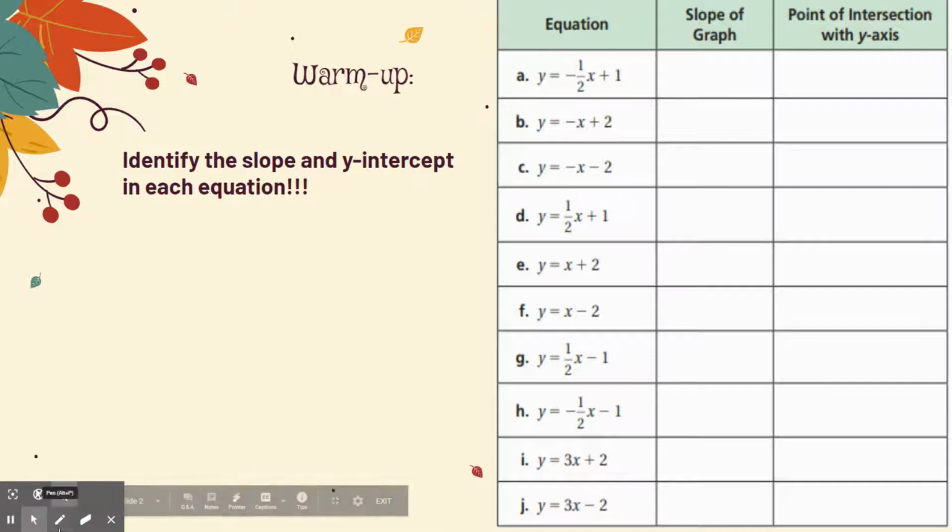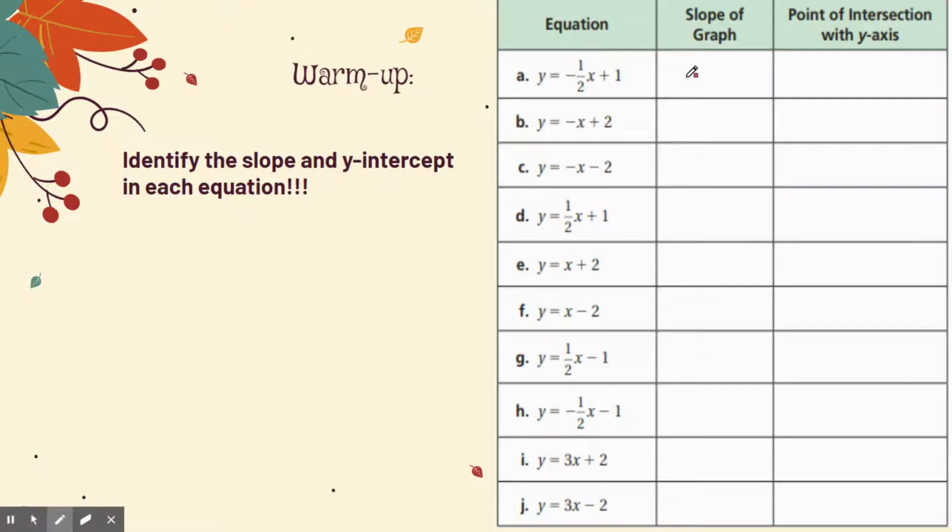All right, guys, let's go over them real quick. So my slope for this one is -1/2, because remember, my slope is always my number in the m slot, which is right before x. So it's 1/2. This one is -x, which is the same thing as saying -1. Again, -1. This one is 1/2. And then when you have just x here, it's a 1 in front of it, because 1 times x is just x. So it's 1 here too, then 1/2, then -1/2, then 3, then 3.